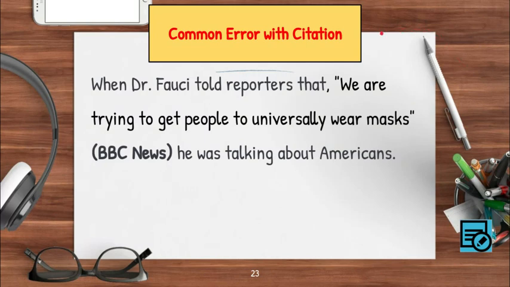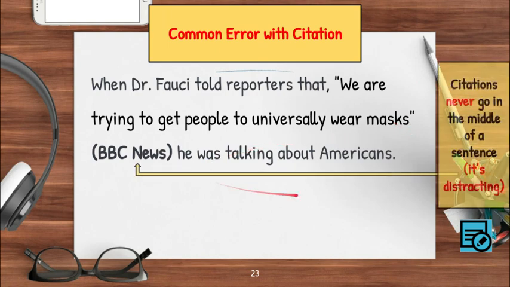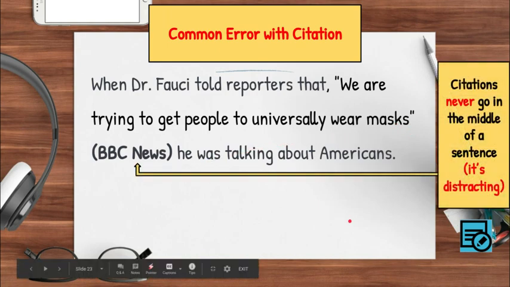A very common error that people make when they do these citations is that lots of people automatically put the citation right after the end of the quote, right? But that's incorrect. Citations never go in the middle of a sentence because it's distracting. They always go at the end.